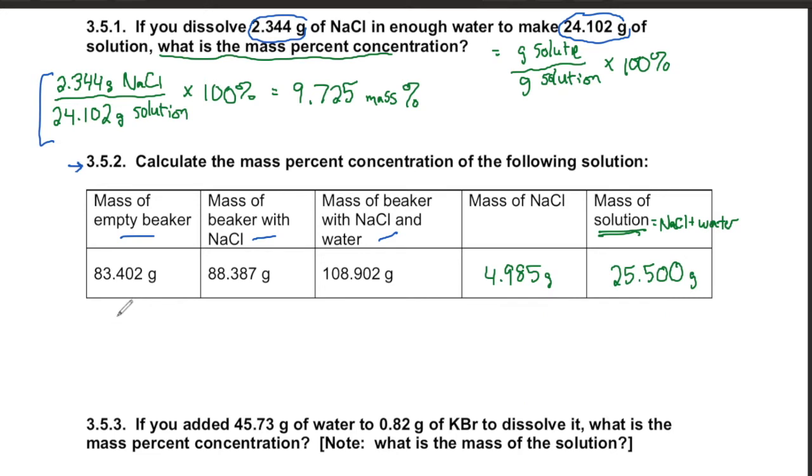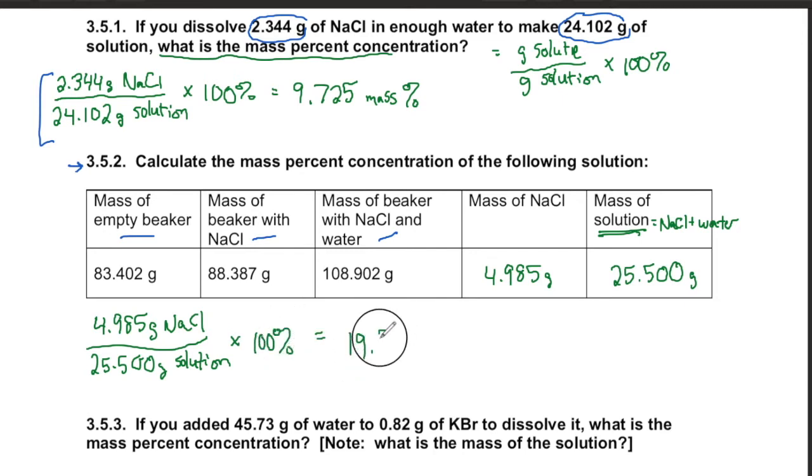So now that we have figured out the mass of our solute, 4.985 grams, we can divide that by the mass of the solution, which is 25.500 grams, and then express that fraction as a percent, and we are getting 19.55% sodium chloride by mass. So you're going to be doing this for all of the solutions that you make in lab 3.